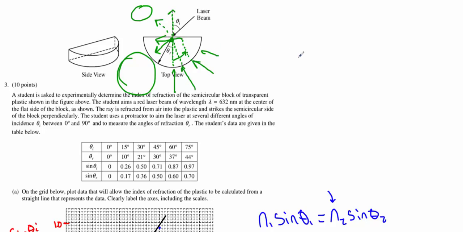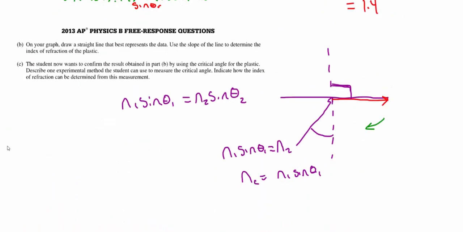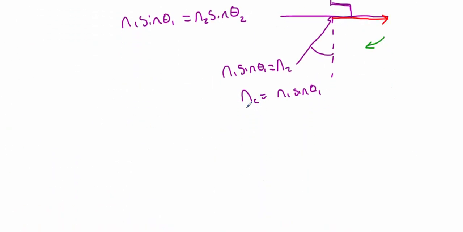At that point, you need to refer to the equation that we looked at earlier down here. The index in the second medium must equal the index in the first medium times the sine of that critical angle. The critical angle is what you just measured. The medium in which it originated is what we're looking for.